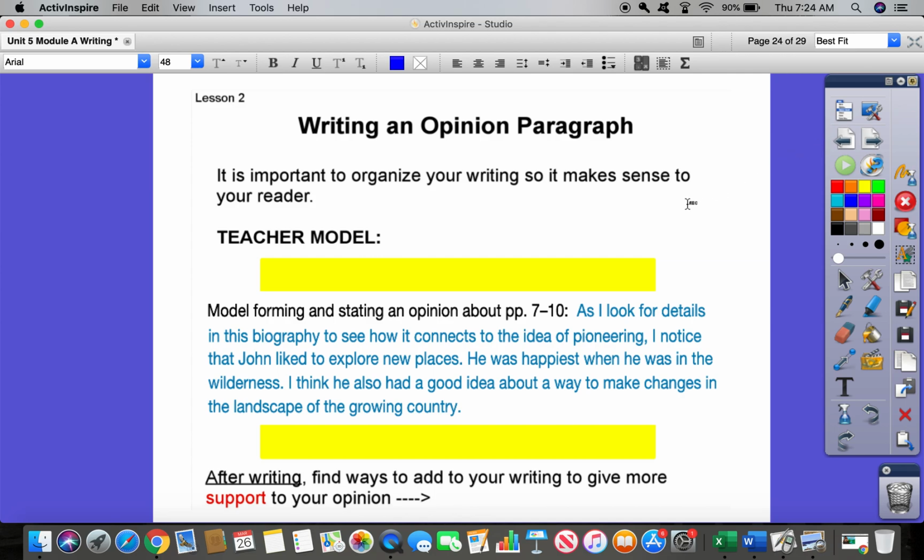So before you start writing, it's really important to organize your writing so it'll make sense to your reader. So let's look at an example here. I'm going to model forming and stating an opinion about pages 7 to 10. As I look for details in this biography to see how it connects to the idea of pioneering, I noticed that John liked to explore new places. He was happiest when he was in the wilderness. I think he also had a good idea about a way to make changes in the landscape of the growing country. So after writing, you need to find ways to add to your writing to give more support to your opinion. So let's look at how to do that.